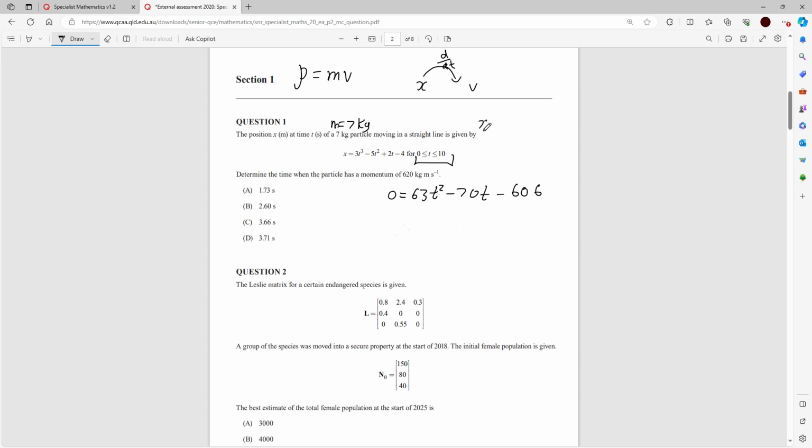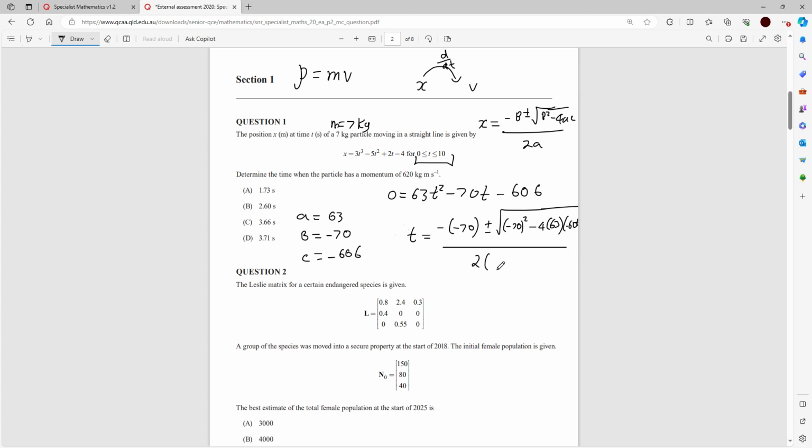So the quadratic formula: x equals negative b plus or minus the square root of b squared minus 4ac, all over 2a. You can put that into Solve N, or you can manually plug this into the calculator with the quadratic formula. The a coefficient is 63, b is negative 70, and c is negative 606. So t is going to be negative b, which is negative 70, plus or minus the square root of negative 70 squared minus 4 times 63 times negative 606, divided by 2 times a, which is 63.